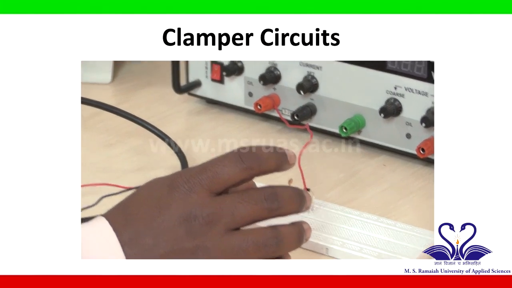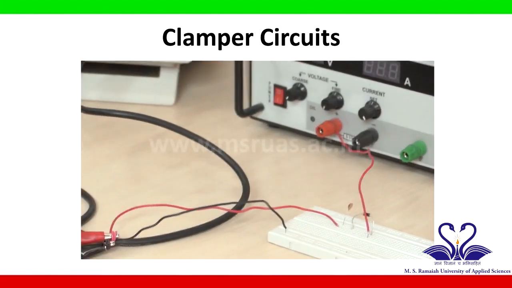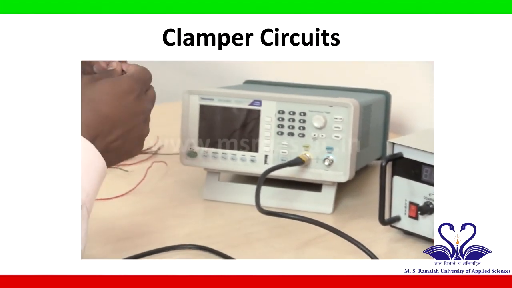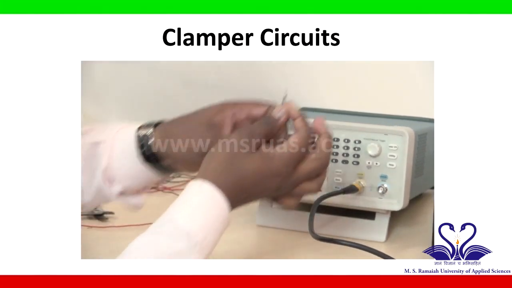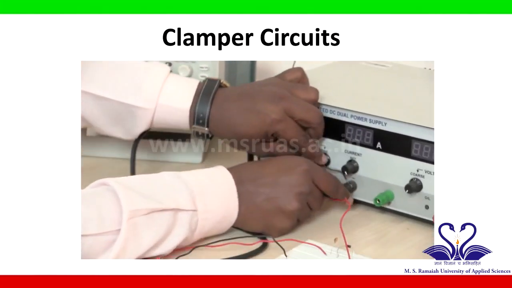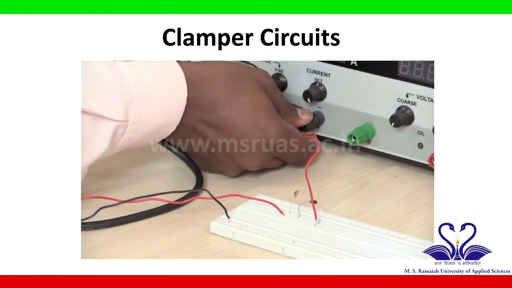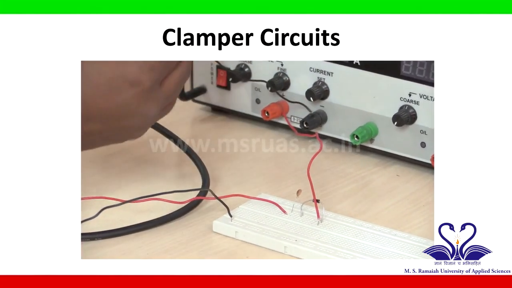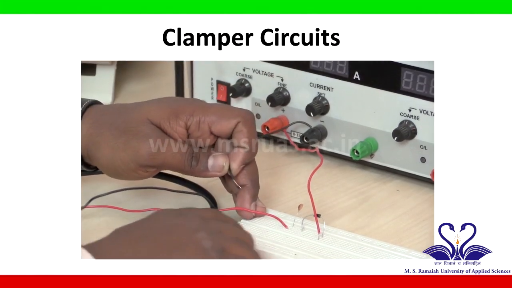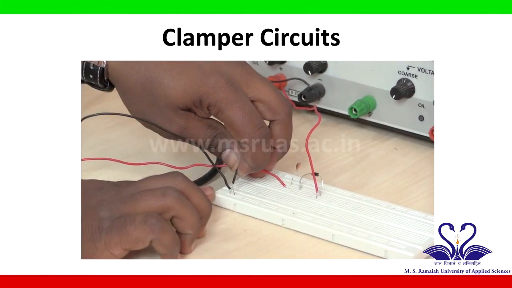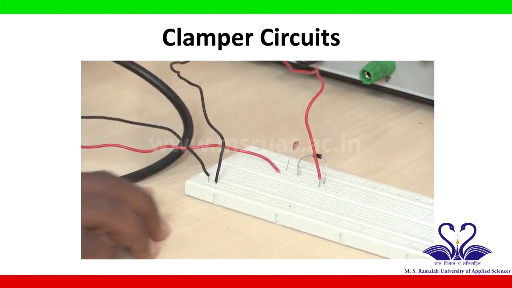The negative terminal of the DC power supply is connected to ground. Take a wire and connect it to the negative terminal of the DC power supply. This negative is connected to the ground. So this row is a ground line, so I will connect to ground.